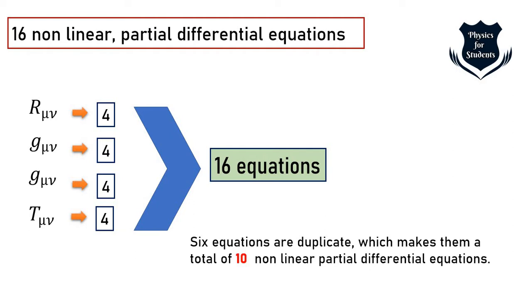partial differential equations. But note that 6 equations are duplicate, which makes them a total of 10 nonlinear partial differential equations. So all these 4 make up 16 equations. So that is why I always call them Einstein's field equations and not equation, because internally there are 16 equations. Deduct 6 of them, we get 10 nonlinear PDEs.